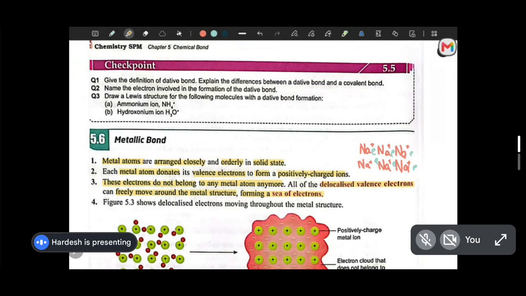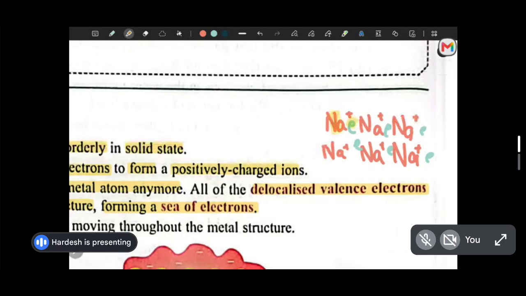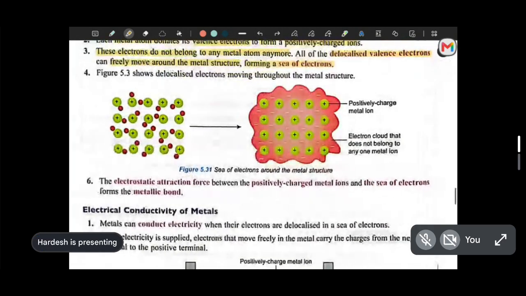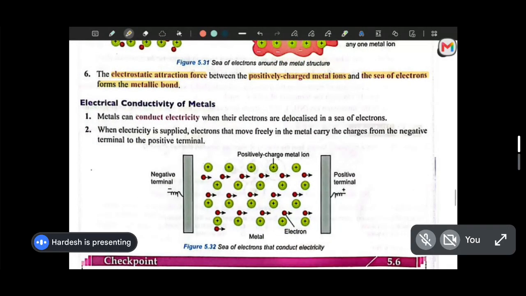So now, what you need to imagine is these electrons are delocalized, meaning it's no longer like this one stuck to this one, this one stuck to this one. No such thing. They are free to move wherever they want to go already. Then the electrostatic attraction force between positively charged metal ions and the sea of electrons forms a metallic bond. So because of the sea of electrons, they can conduct electricity. When electricity is applied, electrons that move freely in a metal carry the charges from negative to positive terminal.